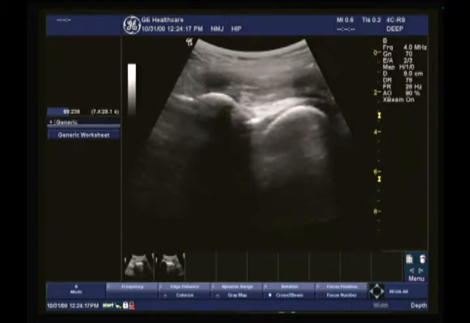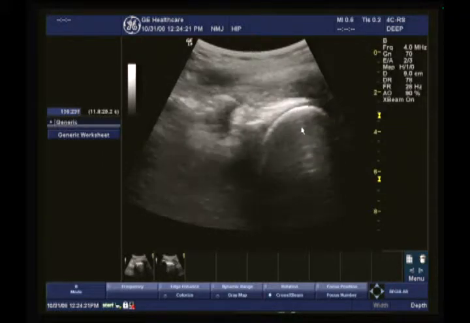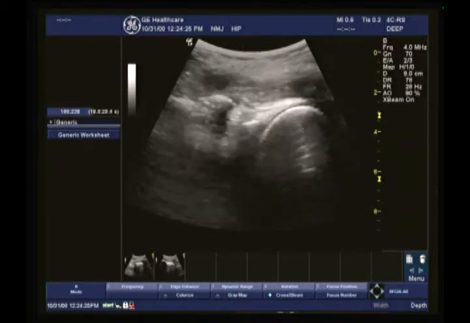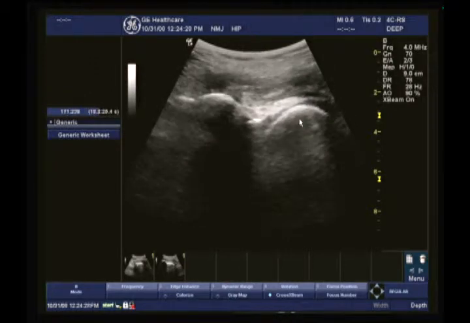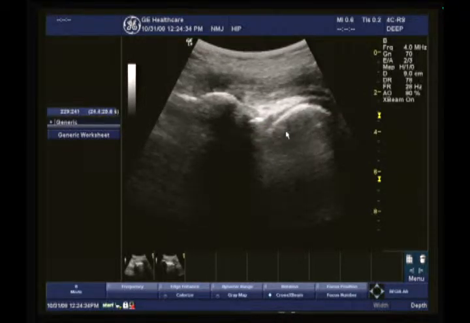In patients with osteoarthritis, you will not see this smooth border. You will see some roughness and even some spurs, and in many cases you will not be able to detect the joint space because of the narrowing. So femoral head, acetabulum, this is the joint space, and this is going to be the capsule.